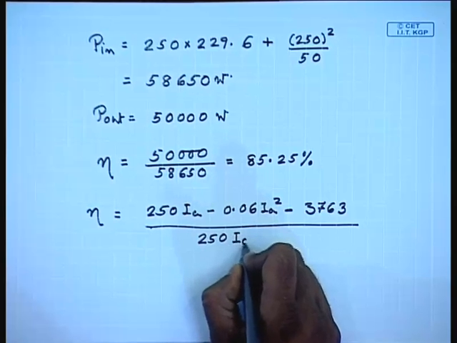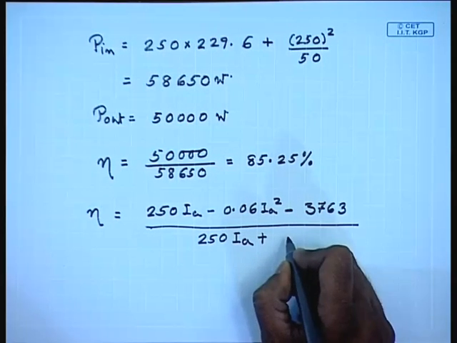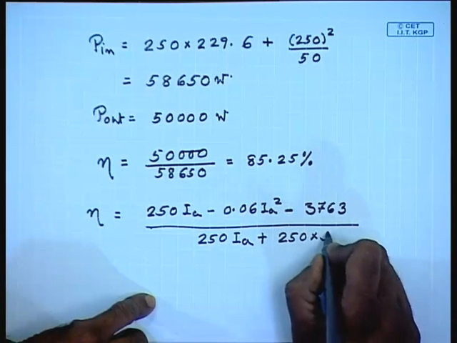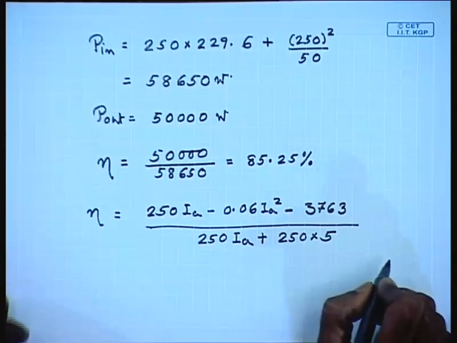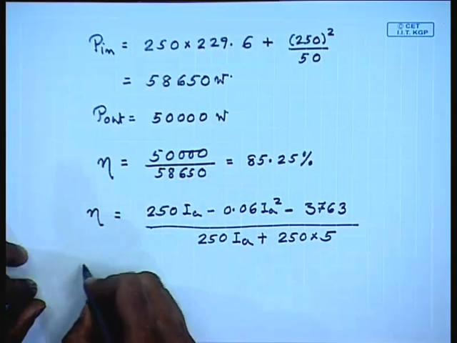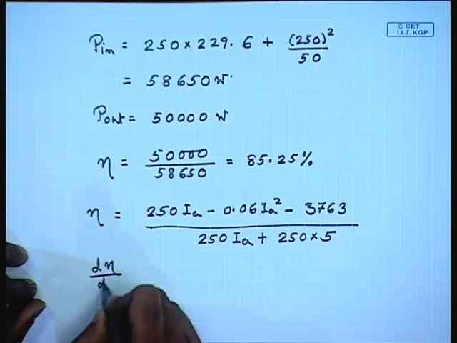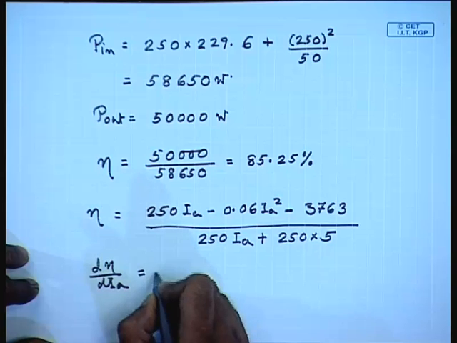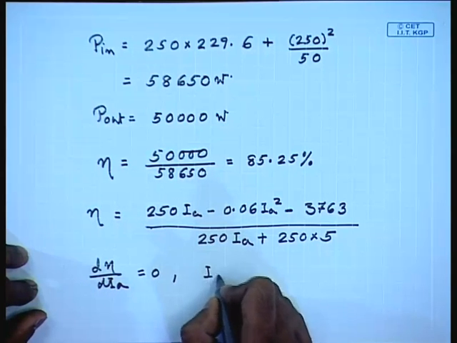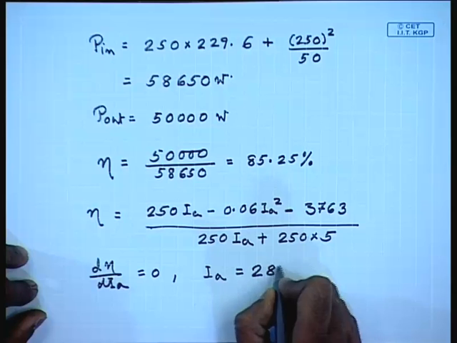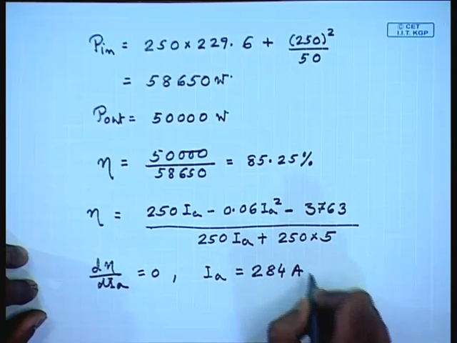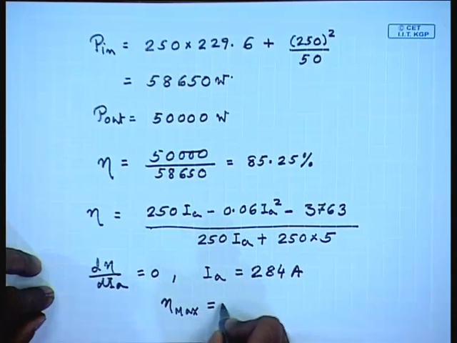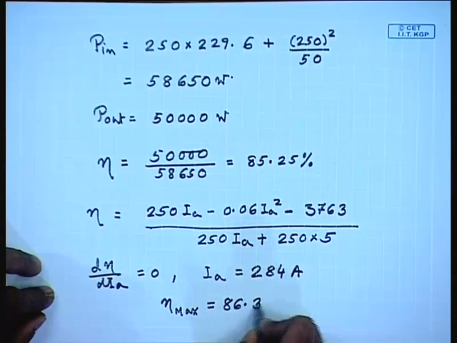250 IA plus 250 into field current, which is 5 amperes. So, the maximum efficiency occurs at d eta dIA equal to 0. So, this gives you IA equal to 284 amperes. And the maximum efficiency comes to be about 86.36%.